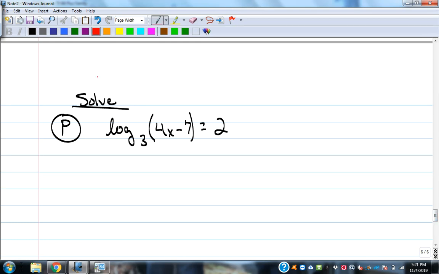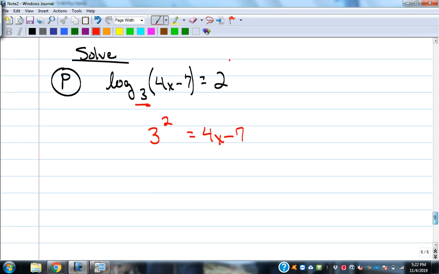So what we want to look at is the base of the logarithm over here, and we've got a base of 3. Well, if I rewrite this logarithmic statement as an exponential, it'll be the base of 3, an exponent of 2, is equal to 4x minus 7. Base, exponent, and then what it's equal to, always in that order. And then 3 squared we know is 9. And now I've got a nice 7th grade math problem to solve to get x. And if I can solve this problem, I've got my answer to my logarithmic equation.